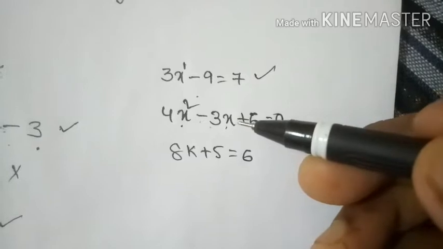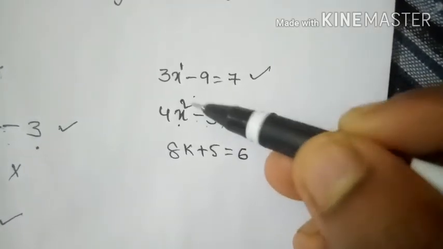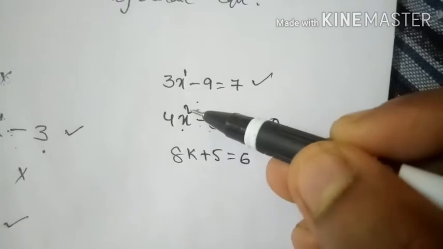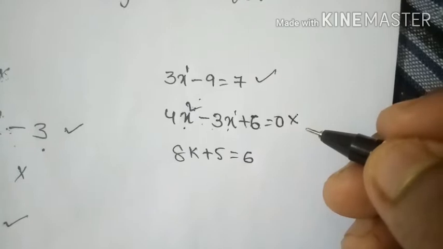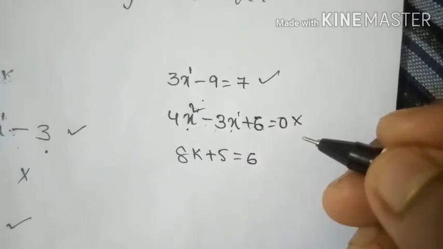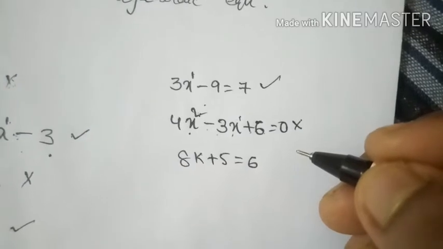But now what is the highest power of the variable? Here 1, here 2. So what is the highest power? This is 2. So it is not a linear equation. So that means the one which has the highest power 1, that one only is a linear equation.